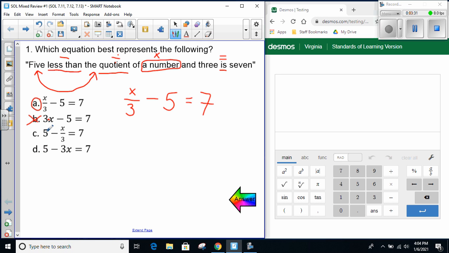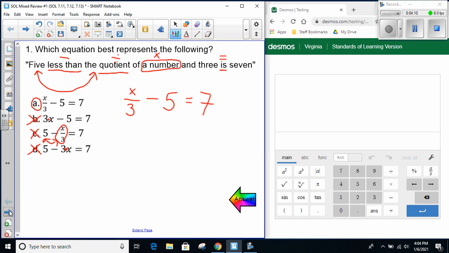Choice C has the 5 and the subtraction, and it's also got the division, but it's in the wrong order. They have 5 and then the subtraction symbol and then the quotient of the number and 3, but we want to take 5 away from this amount. So C is in the wrong order. It's written backwards. We need to take this piece and flip them around. And last but not least, D says 5 minus 3x equals 7. Well, again, 3x means 3 times x. And because there was no multiplication in this statement, I would not want to pick choice D.